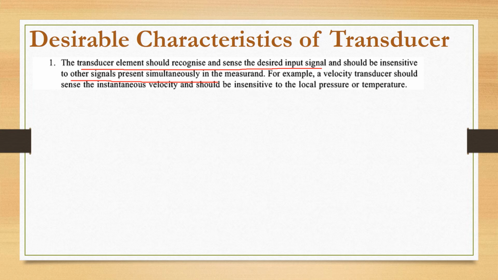One example: a velocity transducer should sense the instantaneous velocity and should be insensitive to the local pressure or temperature. The next desirable characteristic is that it should not alter the event to be measured. What it means is that if we are measuring the temperature, then our transducer should not change the temperature. If your transducer takes a lot of heat from that body, it will change the temperature of that body. So our transducer should be such that it does not alter the event.